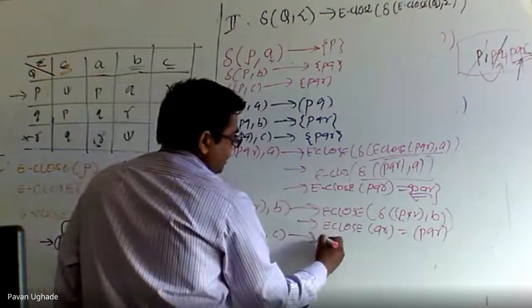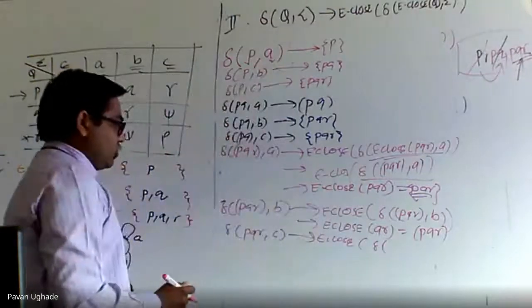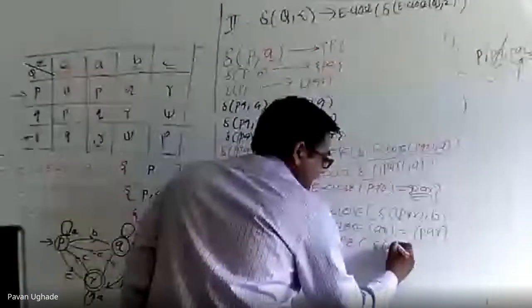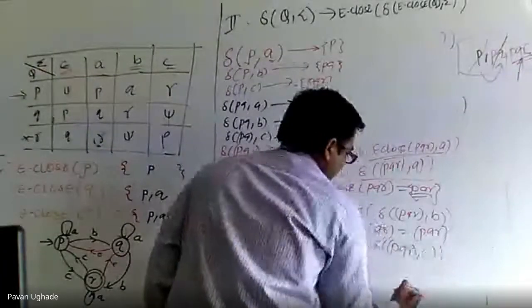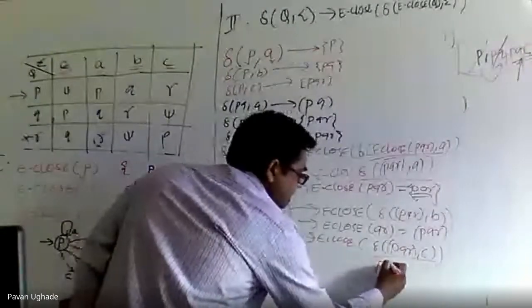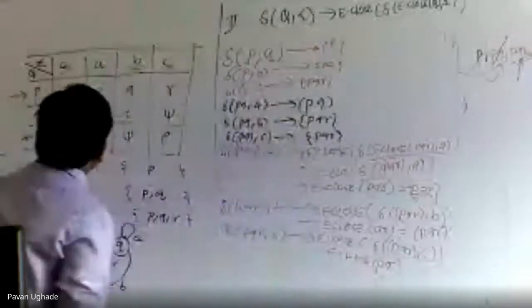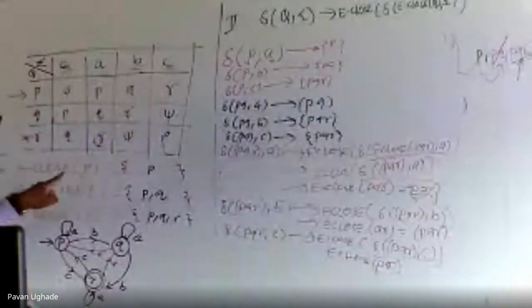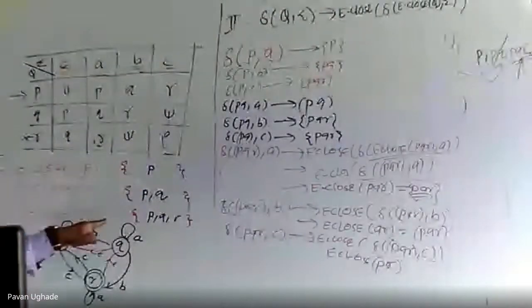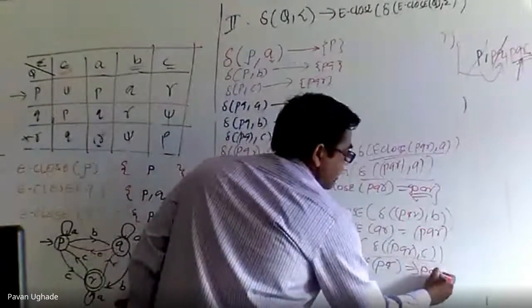Again, apply the formula: epsilon closure of the transition function of epsilon closure of PQR is PQR itself. So I will directly write down PQR over C. The transition function of PQR over C is R only and P. So P and R, right? The output of this is the epsilon closure of PR. The epsilon closure of P is P, and the epsilon closure of R is PQR. So if you make the union, you will get the answer PQR.